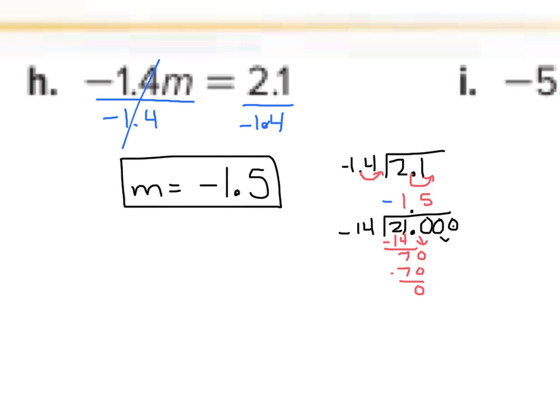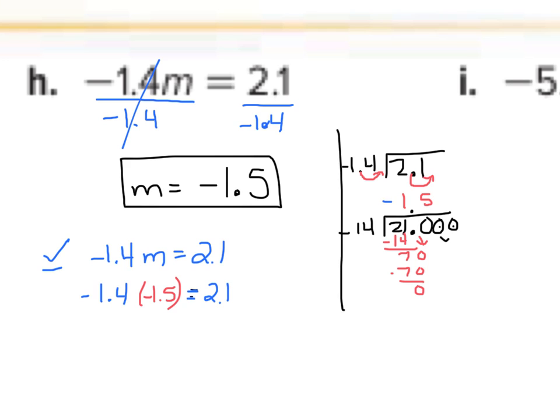And as we show a terrific check step, start with the original equation, negative 1 4/10 m equals 2 1/10. Substitute in our answer of negative 1 5/10. And as we show our work off to the side here, negative 1.4 times negative 1.5.